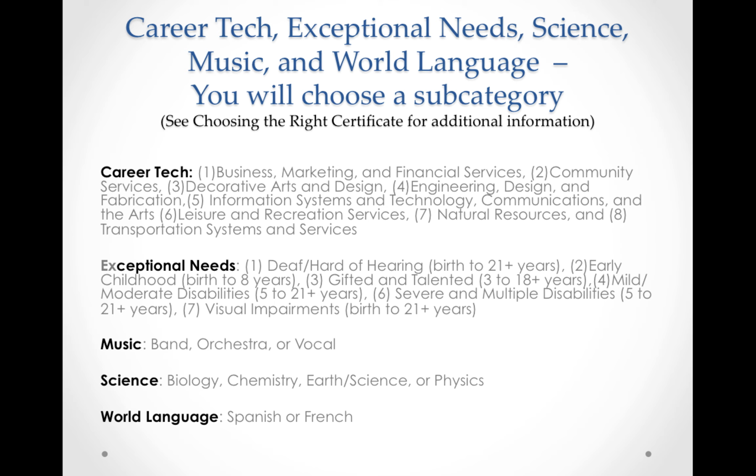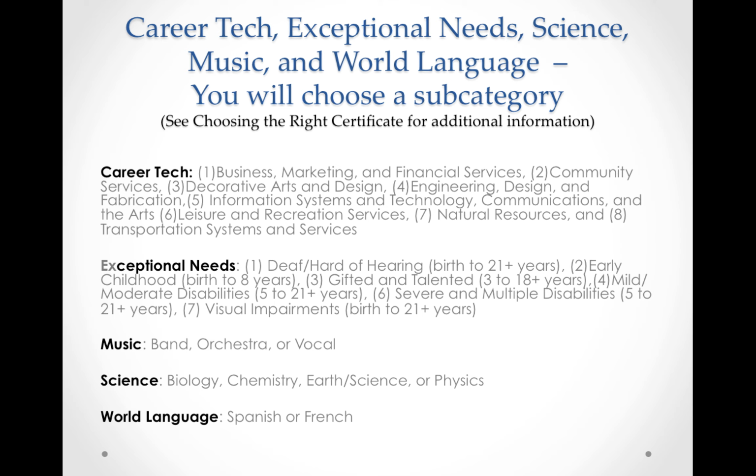These are your subcategories: deaf and hard of hearing, early childhood. That would be if you work with young students to age 8. Gifted and talented, and you see that is from 3 to 18. Mild and moderate, and a lot of inclusion teachers choose that one. So that's an option for you. Also, if you're an inclusion teacher and you teach lower elementary, look at the early childhood certificate area. Severe and multiple disabilities, those are for the self-contained teachers, and then visual impairments.